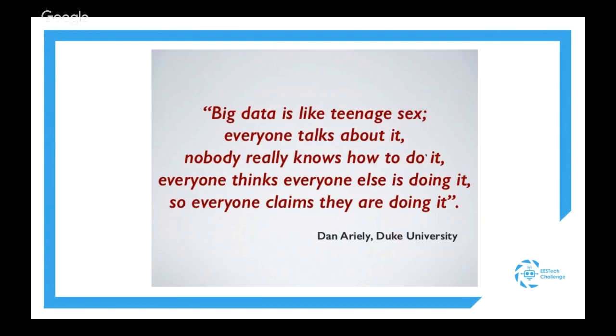So here is an expression that basically has been very popular the last couple of years because everyone wants to know what big data is. And when you're asking someone about big data, they give you a vague answer. Or if you ask 10 people what big data is, most probably you will get 10 different answers. So Dan Ariely from Duke University put it very nicely. Big data, he said, is like teenage sex. Everyone talks about it. Nobody really knows how to do it, but everyone thinks that everyone else is doing it. So everyone claims that they are doing it.